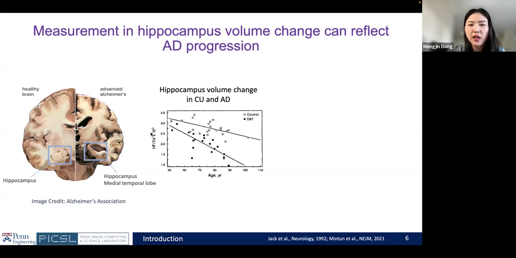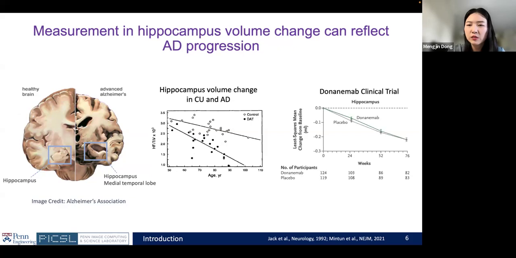In past studies, we have found that both in normal aging, normal elderly, and in advanced Alzheimer's disease, the hippocampus volume will have a shrinkage effect. The shrinkage rate for these two groups is significantly different. And one counterintuitive thing that happened is that in the clinical trial, we found that for the placebo group and the clinical trial group, the shrinkage in the hippocampus volume is the same for people with drug and without drug. So it's also worth investigating.